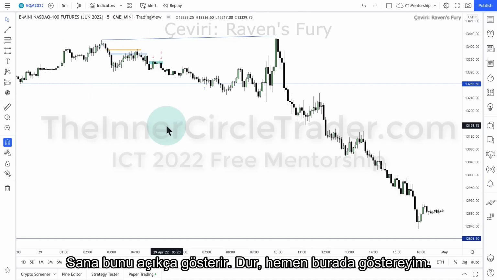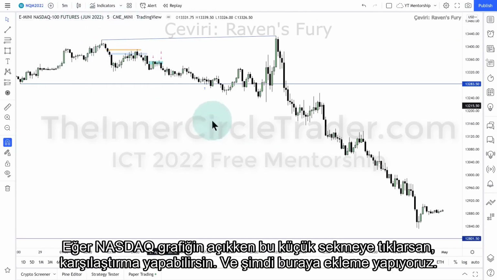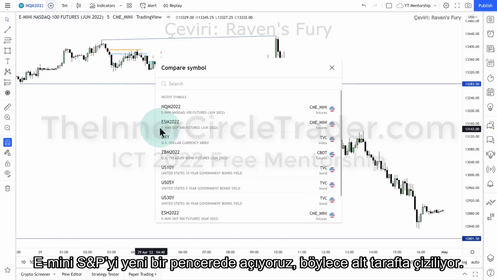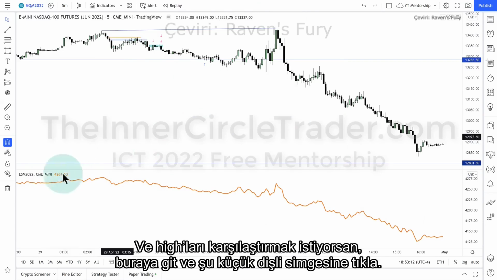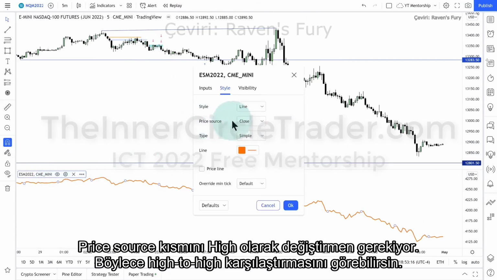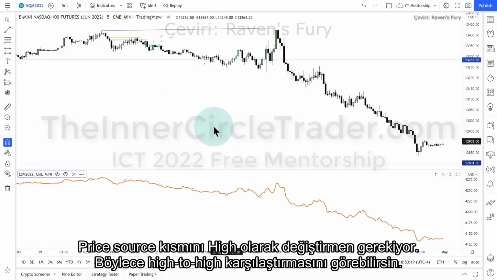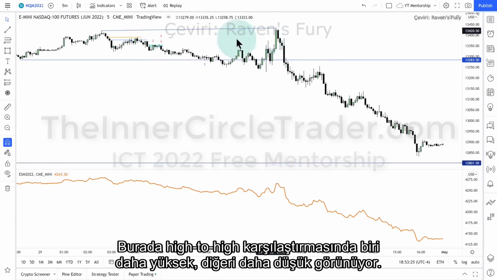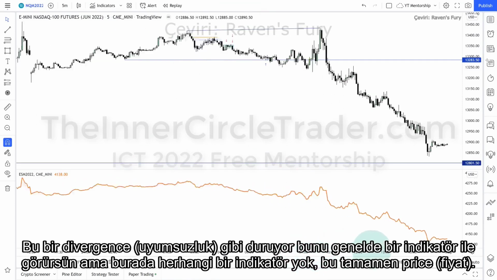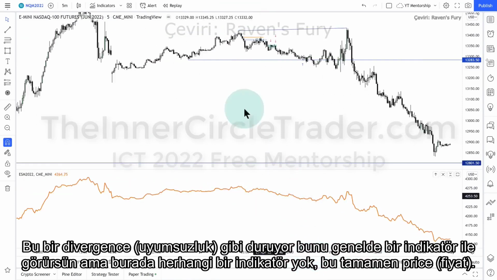It shows you, well, let me just do it here. When you have the NASDAQ up like this, you can do a compare and contrast by hitting this little tab here. And we're going to add this, E-mini S&P, new pane. So it plots it below. And then if you're comparing highs, you want to go over here, go to that little gear, price source, you want to change that to high. And you can see high to high, high to high. Higher here, lower there. So it looks like a divergence. You see that? With an indicator. But it's not an indicator, it's price.